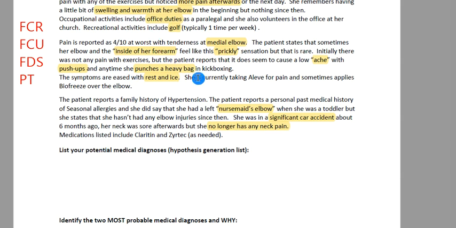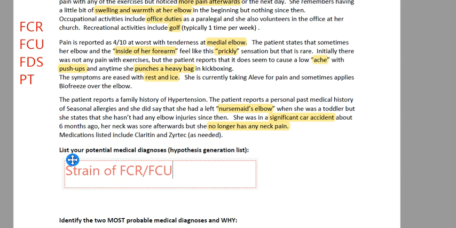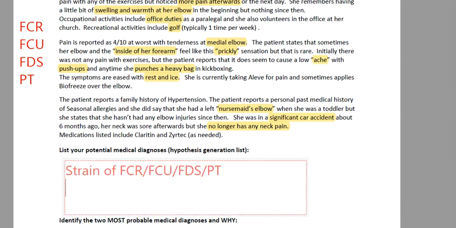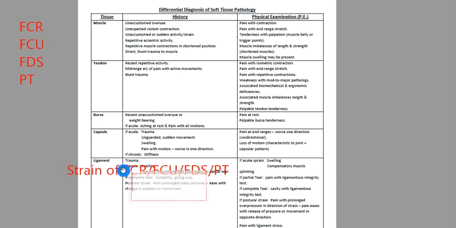So you go back here and you would potentially add that. So you'd add these as a possibility. So strain of FCR, FCU, FDS, pronator teres. So that's a definite possibility there. So then you'd go back to here.